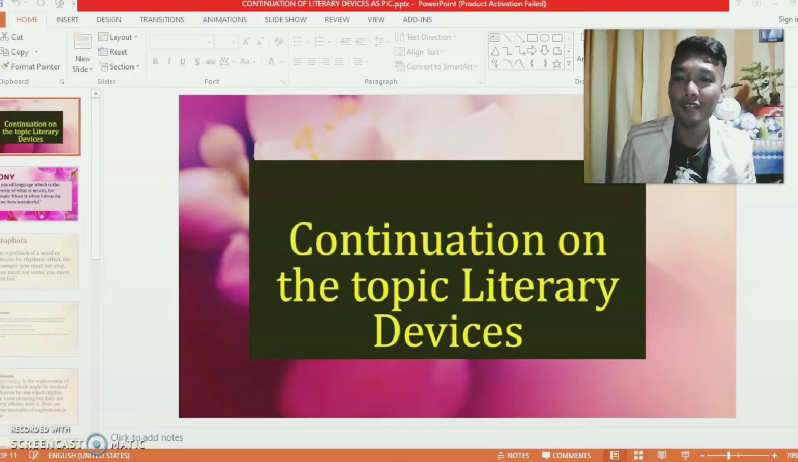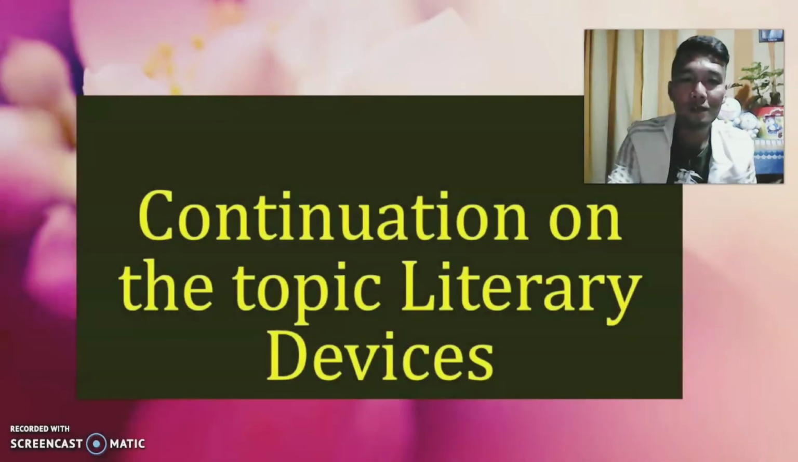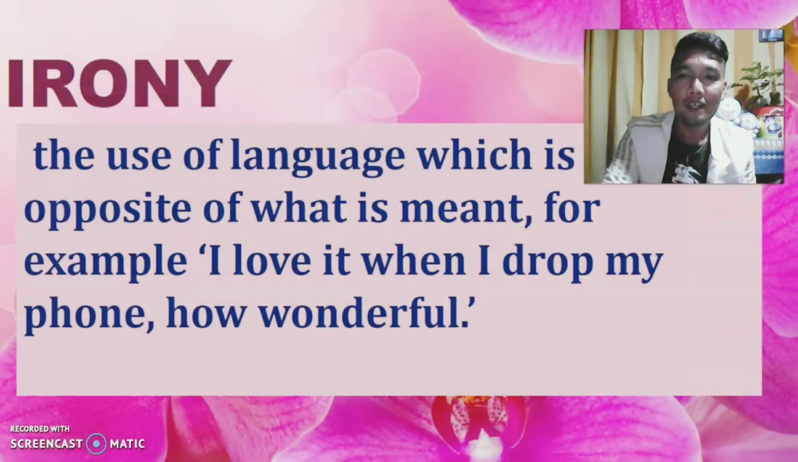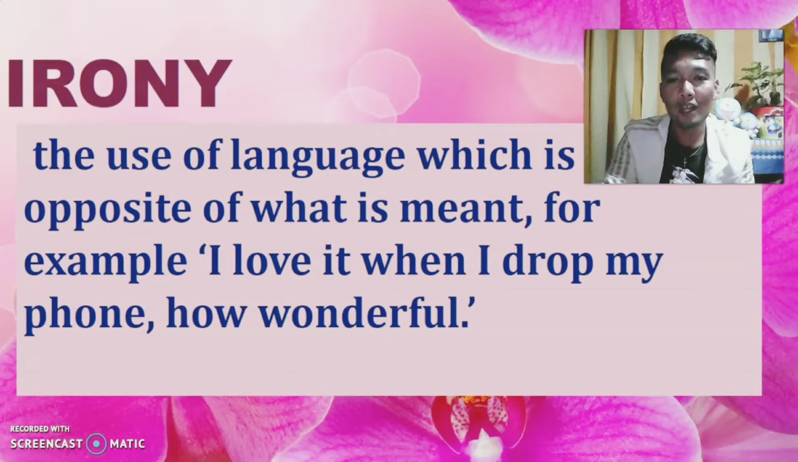And we are going to continue with our discussion on literary devices. We are going to start with the first one, which is irony. Irony is the use of language which is the opposite of what is meant. For example, I love it when I drop my phone.